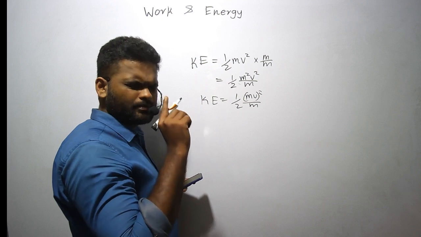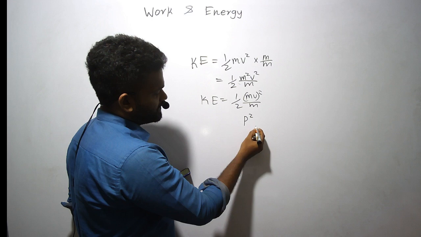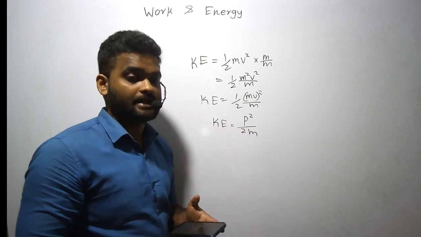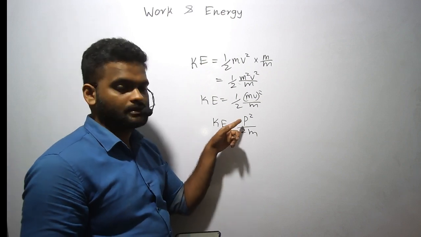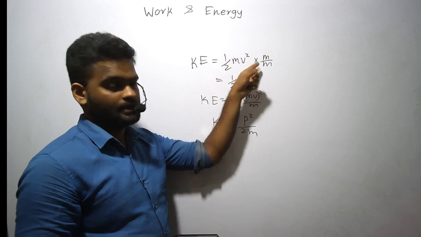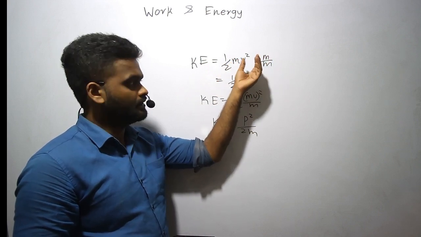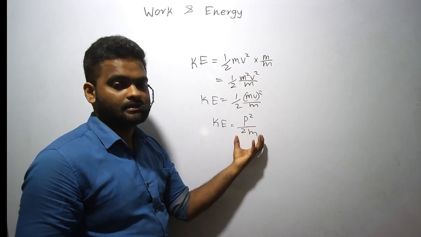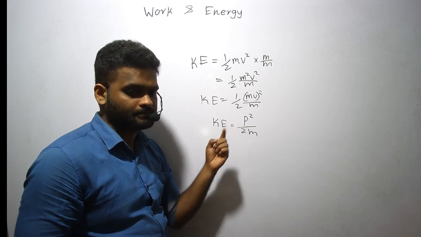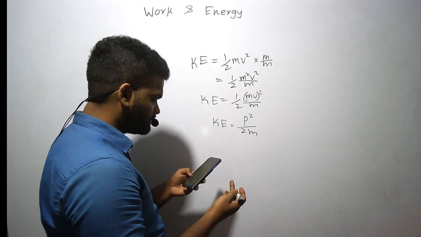K is equal to half mv squared, and mv is momentum, right? P. So P squared divided by 2m. This equation also it is better to remember, right? If you don't remember, you can quickly derive that. You just have to multiply by m and m, meaning 1, right? The equation doesn't change. So you can get kinetic energy in terms of mass and momentum, right?